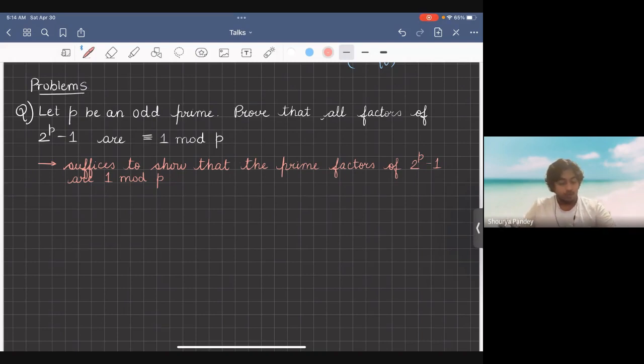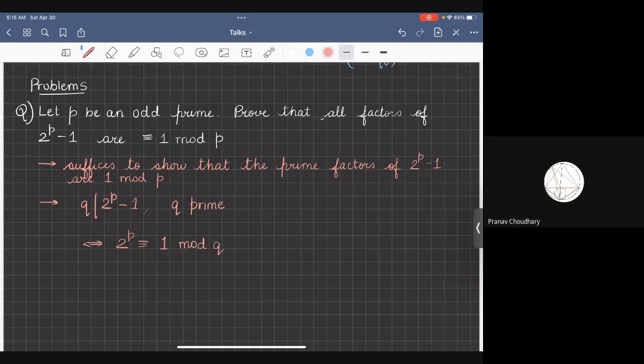Okay, so just another step. Suppose q is a prime factor of 2 to the p minus 1, q is prime. Then that's the same as writing 2 to the p is congruent to 1 mod q. Which means phi of q divides p.